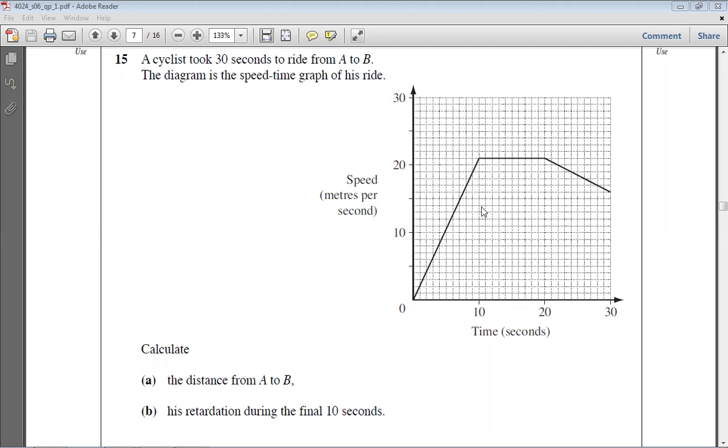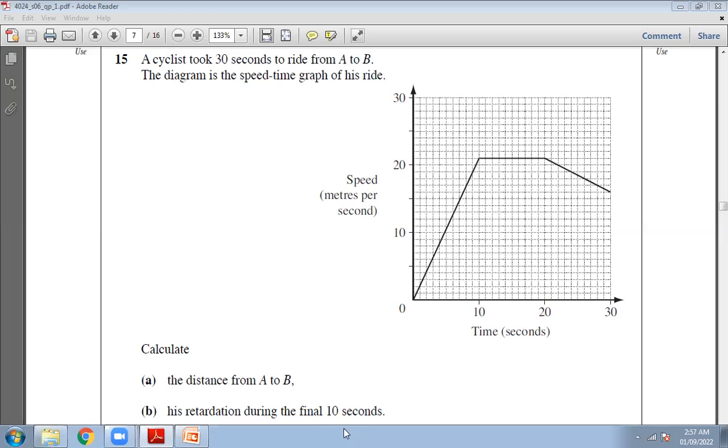So I will divide it into 3 portions. In the first 10 seconds, it's in the shape of a triangle. And from 10 to 20, it is in the shape of a rectangle. From 20 to 30, it is in the shape of a trapezium. So I can find their areas, and then I will add them up, and that will be equal to the distance traveled. So 1 by 2 into 10 into 21 plus 10 into 21 plus 1 by 2 into 10 into 21 plus 16. So let me show you my work.